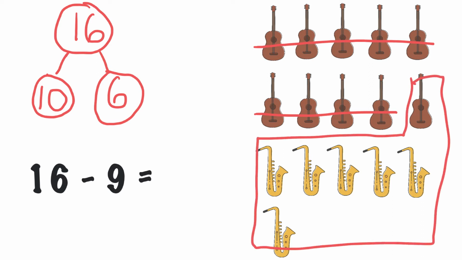And what do I have left? Well, I know that I already have 6 right here. So I have 6, and one more is 7. So let's go ahead and write that down. So 16 minus 9 is 7.